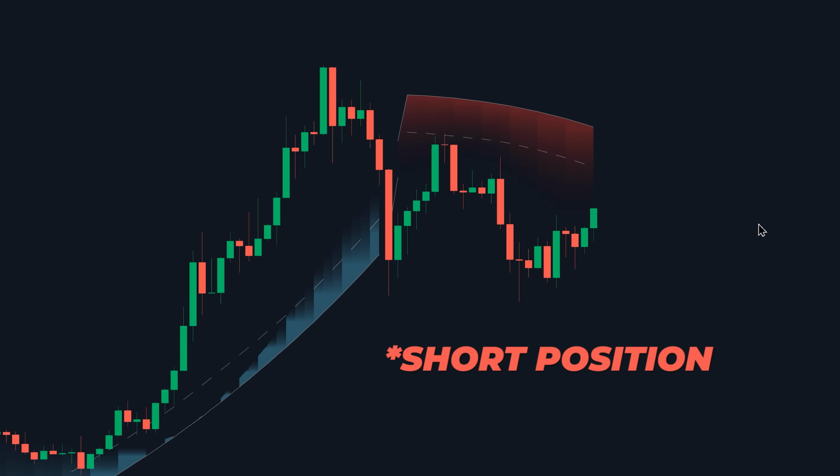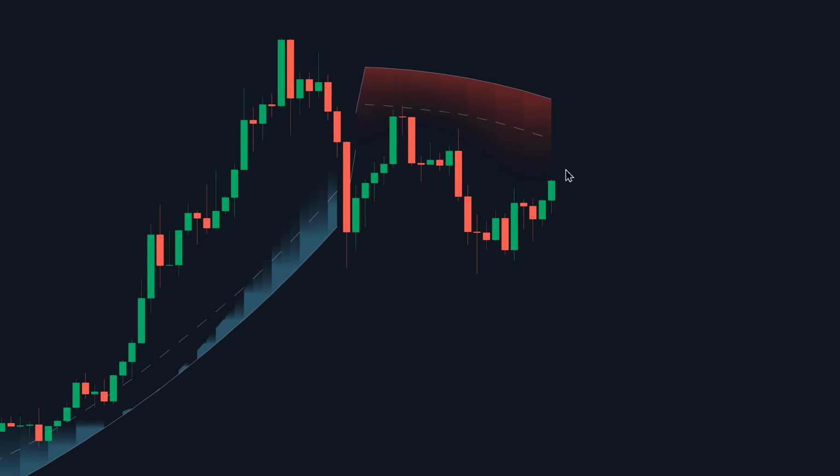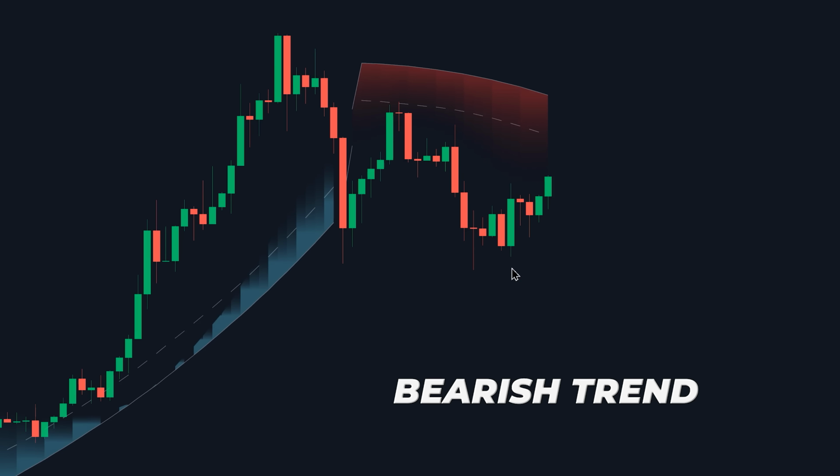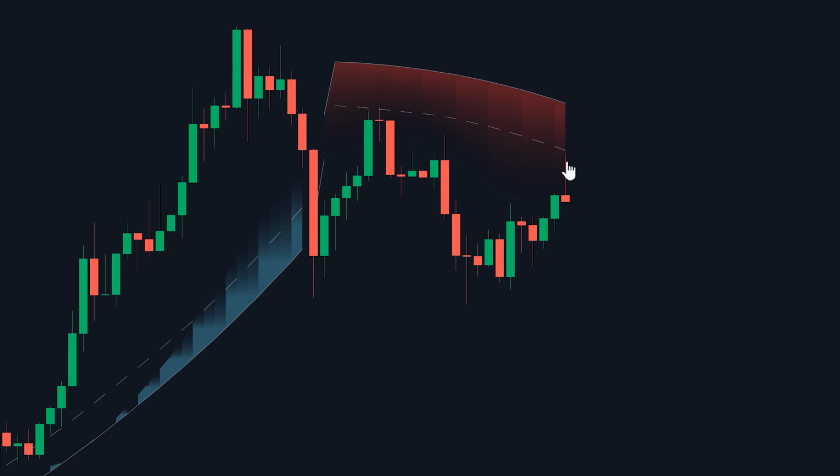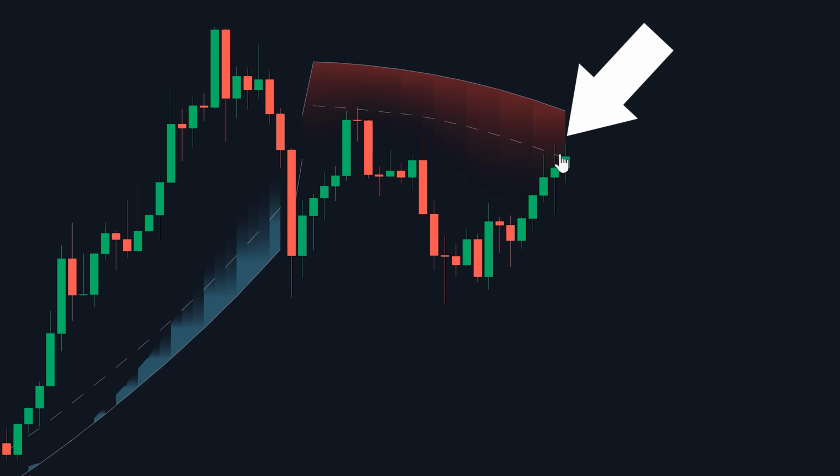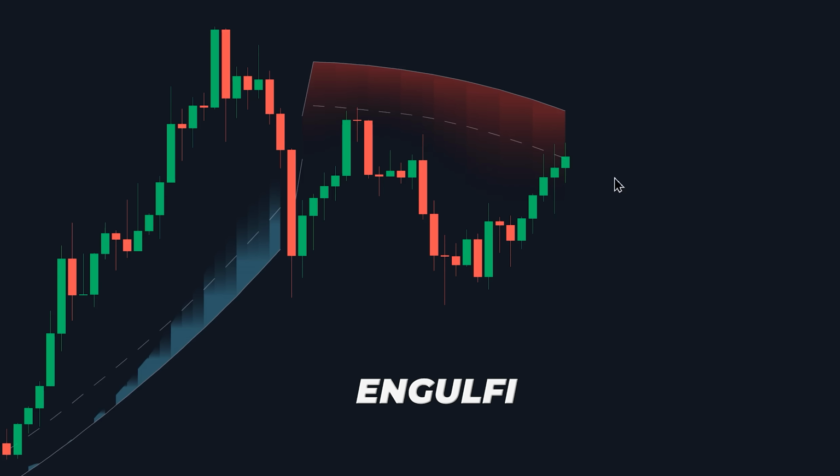For a short position, it's gonna be the opposite. You identify a bearish trend, wait for the price to come back up in a pullback, and touch the dashed line without touching the upper side of the trend cloud. This confirms the pullback. Once we have the pullback, you want to look for an engulfing candle.